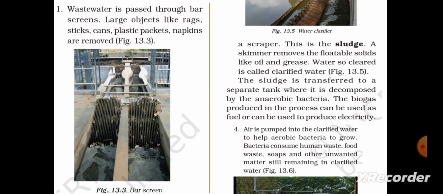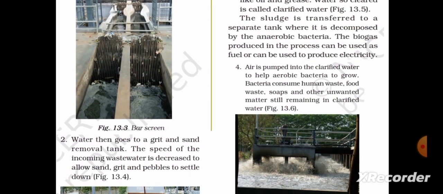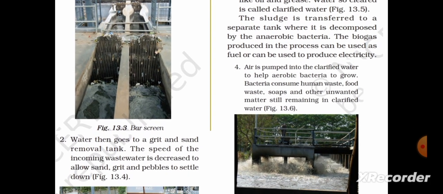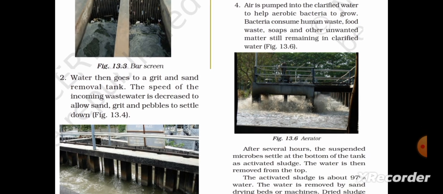The sludge is transferred to a separate tank where it is decomposed by the anaerobic bacteria. The biogas produced in the process can be used as fuel or can be used to produce electricity. Air is pumped into the clarified water to help aerobic bacteria to grow. Bacteria consume human waste, food waste, soaps, and other unwanted matter still remaining in clarified water.